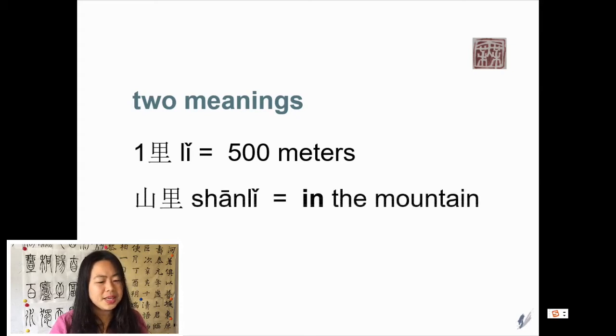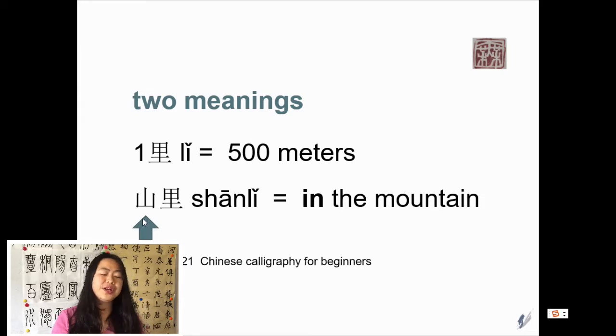The second meaning is this, as in 'in the mountain,' 'in the classroom,' 'in the office,' that 'in.' Do you still remember this character? We learned it in lesson 21 in Chinese Calligraphy for Beginners. It is mountain, hill. It's also from a picture, right? If you can't remember it, you can go back to review it. Okay, those are the two meanings.